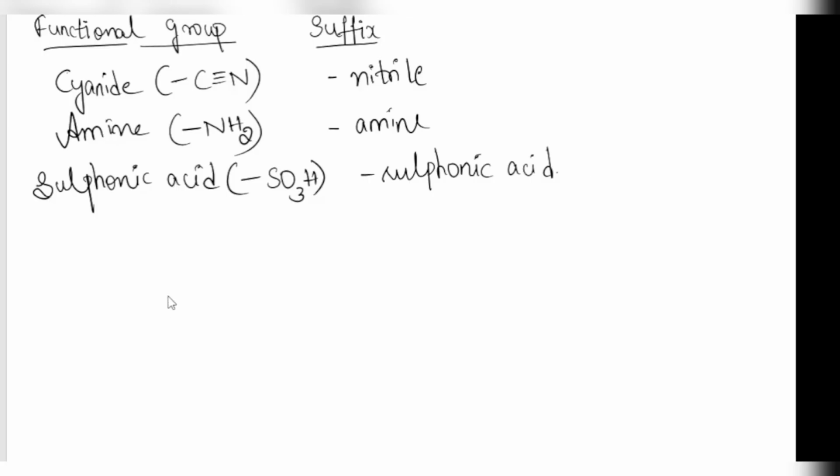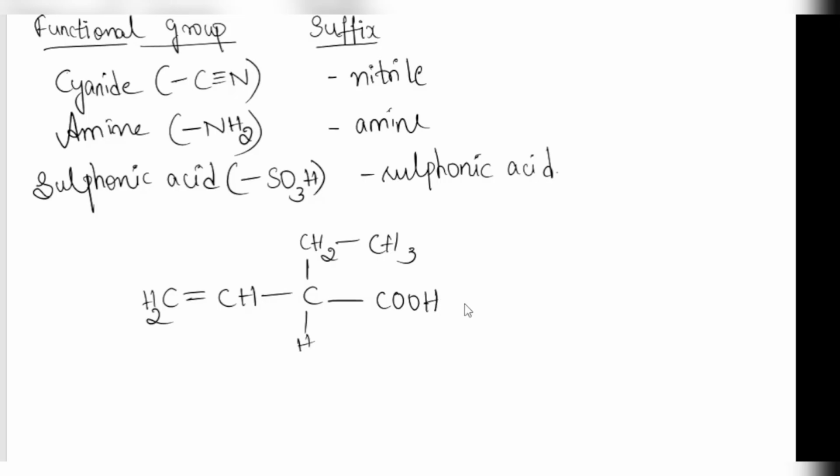Okay, now I will take one example. Suppose here CH2 double bond CH, and next a carbon is there, and here CH2 and CH3 are there, and then one hydrogen and here COOH, like that. Now I have to select the principal chain, correct? That is the first priority in IUPAC nomenclature.